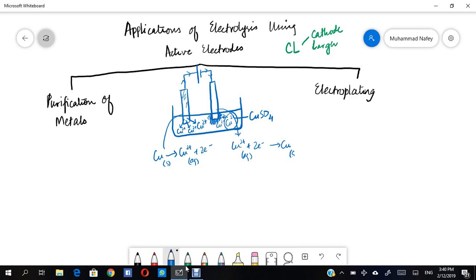Now you will notice very evidently that there is no change occurring in the electrolyte. Therefore, copper sulfate is blue and it will remain as blue as it was in the beginning of the reaction. That's all about reviewing what we studied in the previous video.